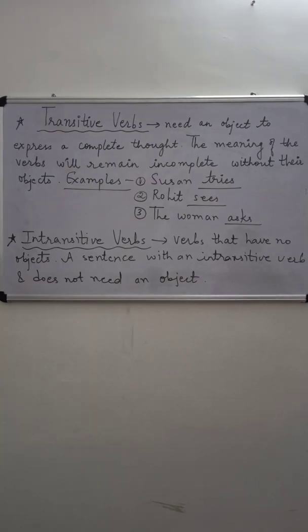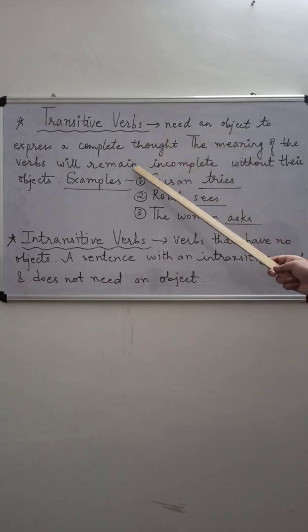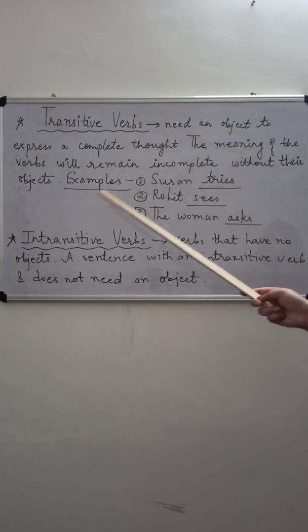Now let us talk about transitive verbs and intransitive verbs. What are transitive verbs? Transitive verbs are those verbs that need an object to express a complete thought. The meaning of the verbs will remain incomplete without their objects. Okay, so transitive verbs are the ones that need an object and they remain incomplete without their objects.